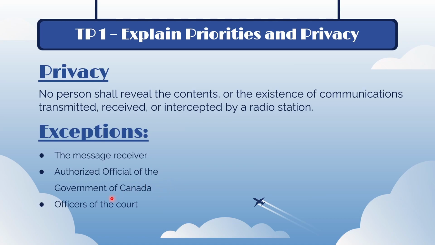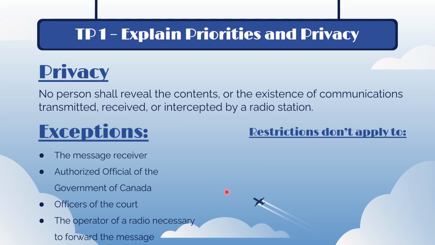Another exception is officers of the court. If the court needs to hear it for whatever reason, they can hear it. Also, operators of the radio necessary to forward the message. In certain situations, you need someone to relay the information, so it's not direct messaging. You need a middleman to forward the information, so that person can also forward the message, right?